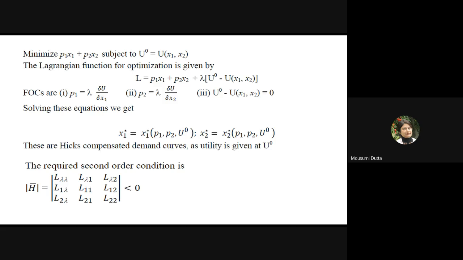However, if I write the constraint as U of x1, x2 minus U naught in this format, in that case, I'll write minus lambda. So in that case, the expression will be L is equal to P1x1 plus P2x2 minus lambda times U of x1, x2 minus U naught. So please remember this. Any question regarding the Lagrangian expression?